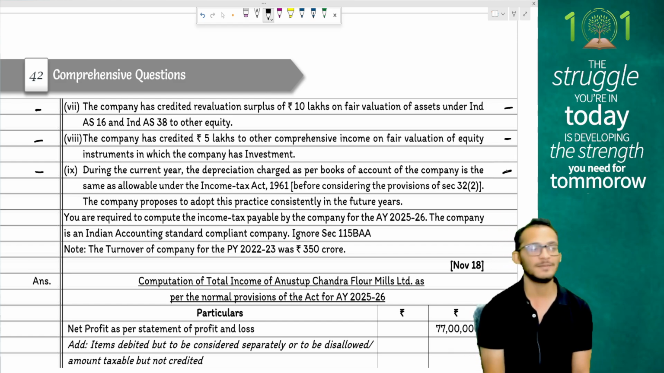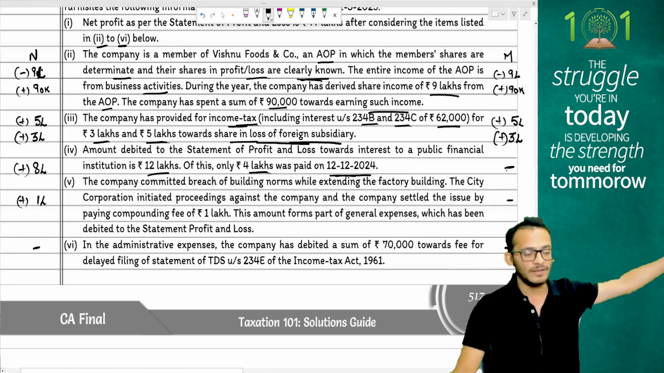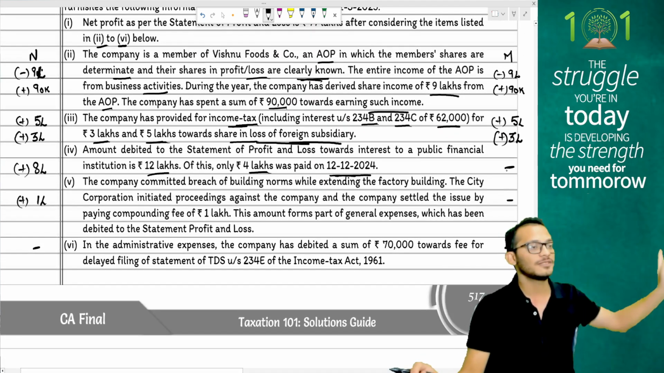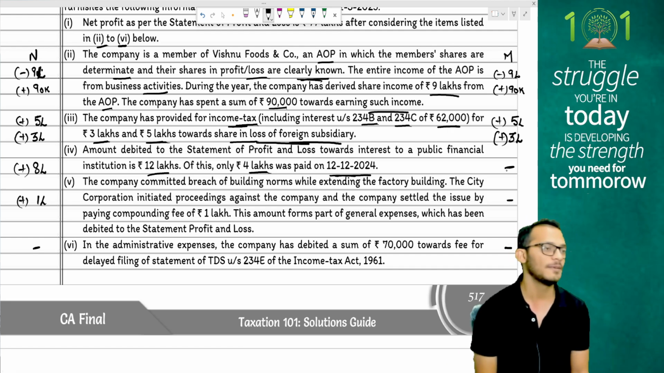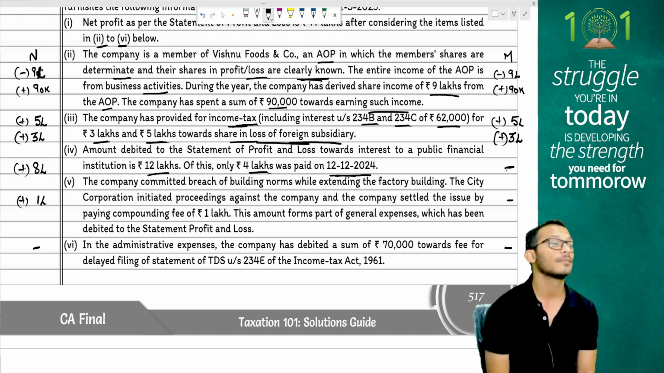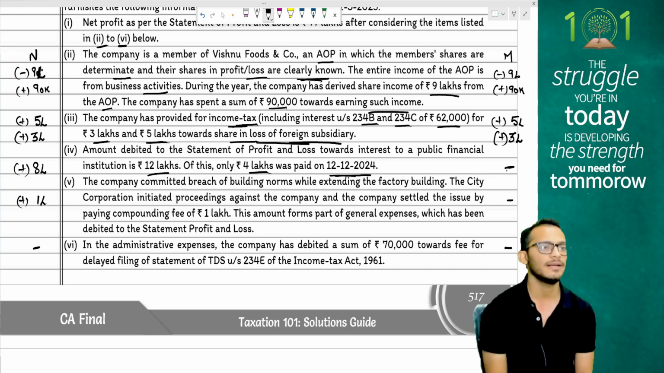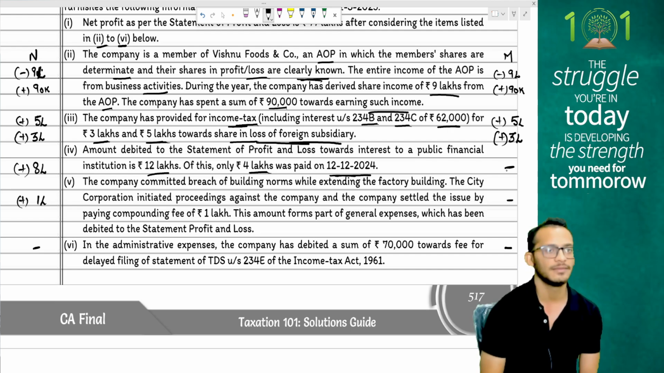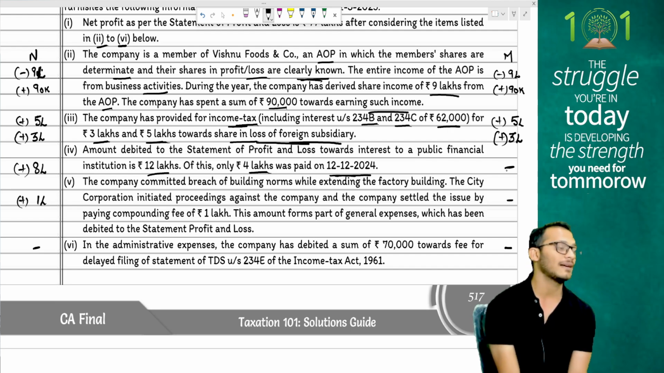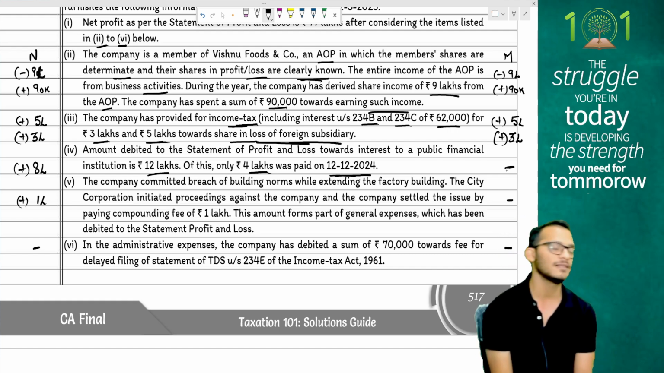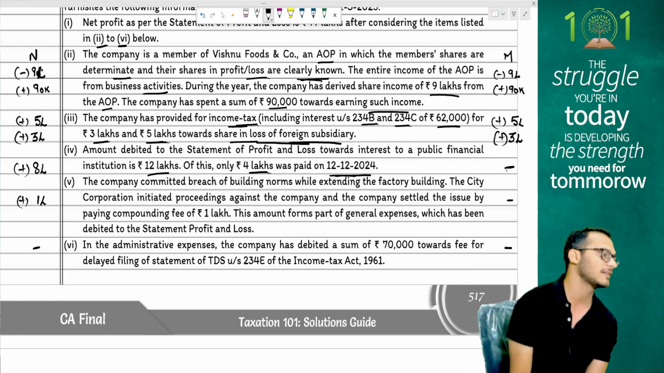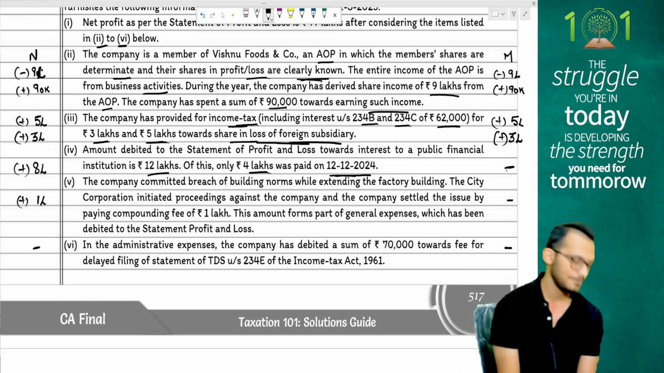You are required to compute tax payable by the company, people. You will get the net profit on the left side. You will get the net profit on the right side. The left side will be taxable at the rate of 25% plus surcharge and cess if applicable. The right side will be taxable at 15% for MAT, plus surcharge plus cess if at all applicable. Take the tax payable as whichever is higher.